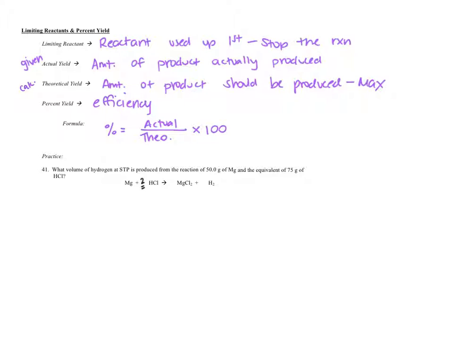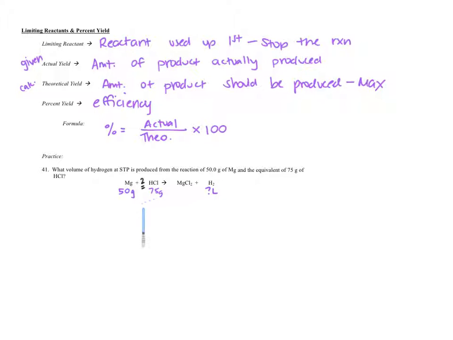It says, what volume of hydrogen at STP? So what I'm looking for here is the amount of liters of hydrogen produced from the reaction of 50 grams of magnesium and 75 grams of HCl. So there's going to be a difference you should notice. 50 grams and 75 grams, how many liters?